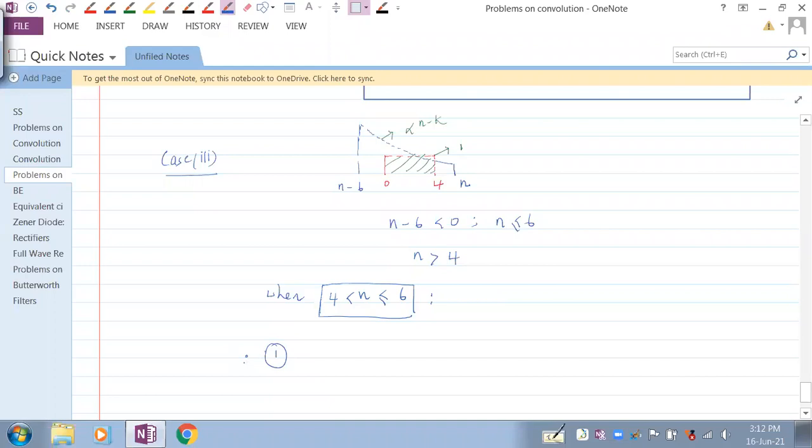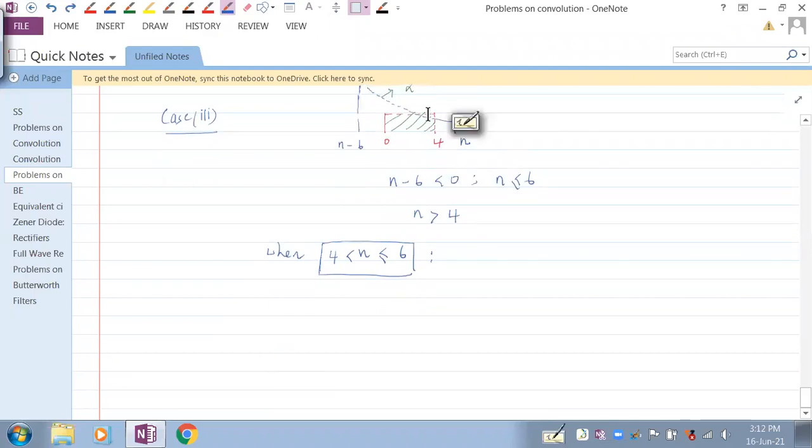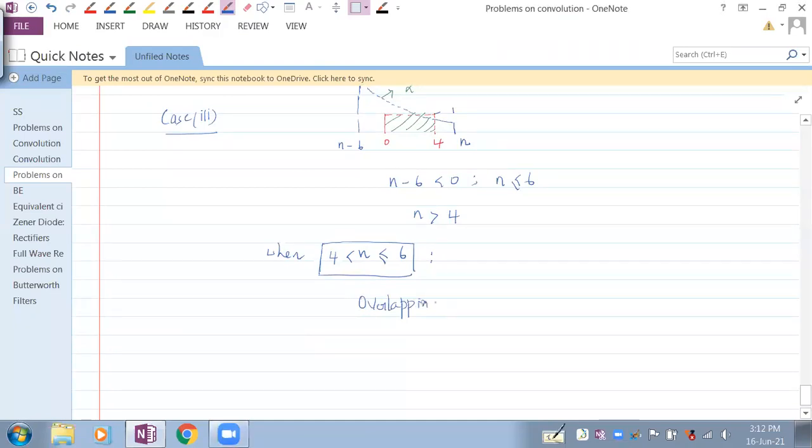And we have to say the overlapping range, right? Without writing the overlapping range, we should not go. Fine. So this is 1. Red signal is 1. Okay. Now there is overlapping. What is the overlapping range? It is k ranging from 0 to 4.